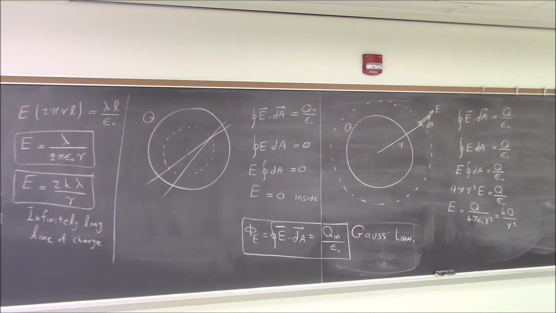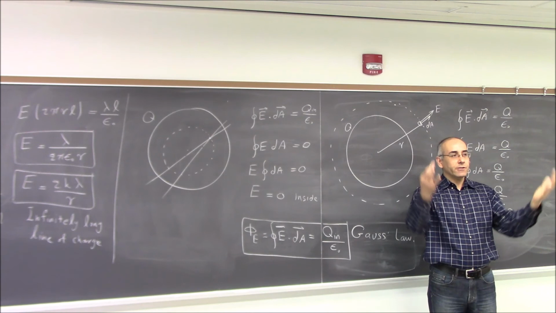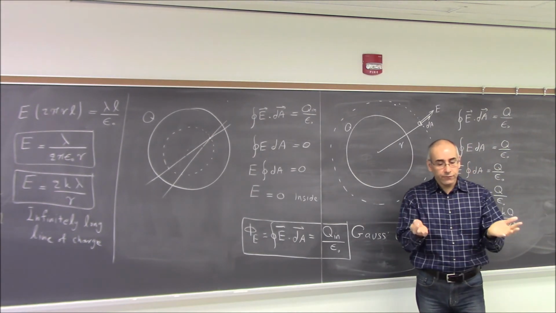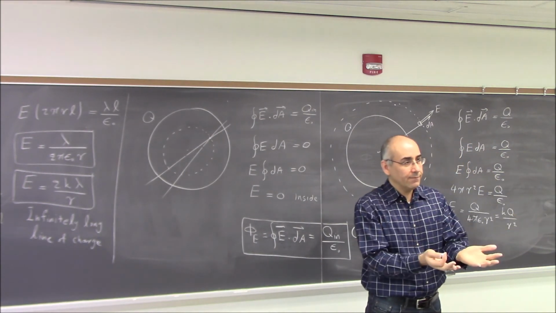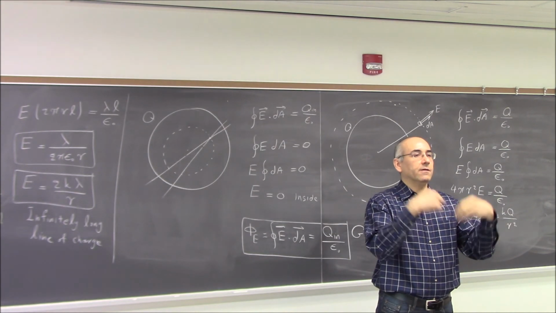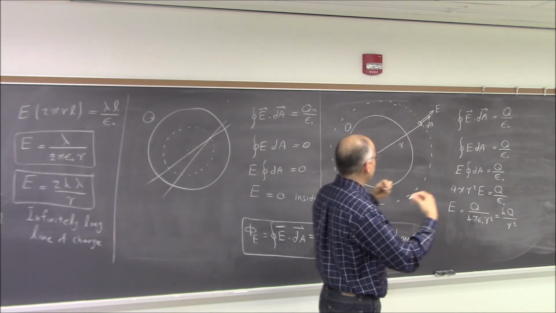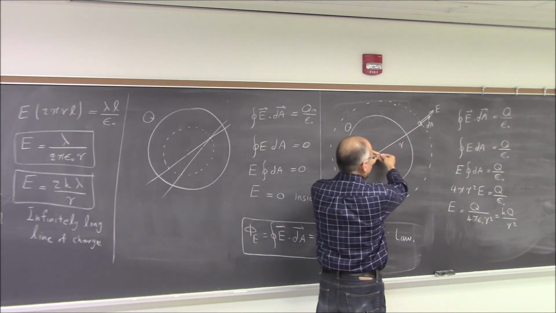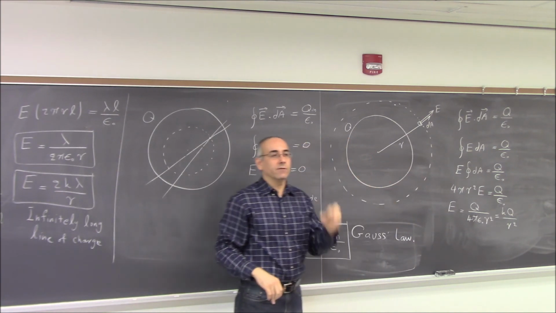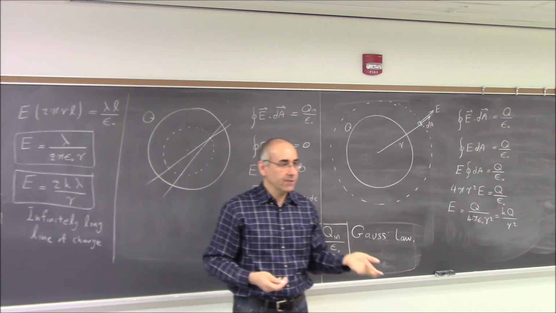All right, so the conclusion is that if you have a spherical shell that has a uniform charge distribution on the shell, inside the electric field is 0. Outside, the electric field is as if you put all the charge at the center and calculate the electric field of a point charge. That makes it very, very simple to use.